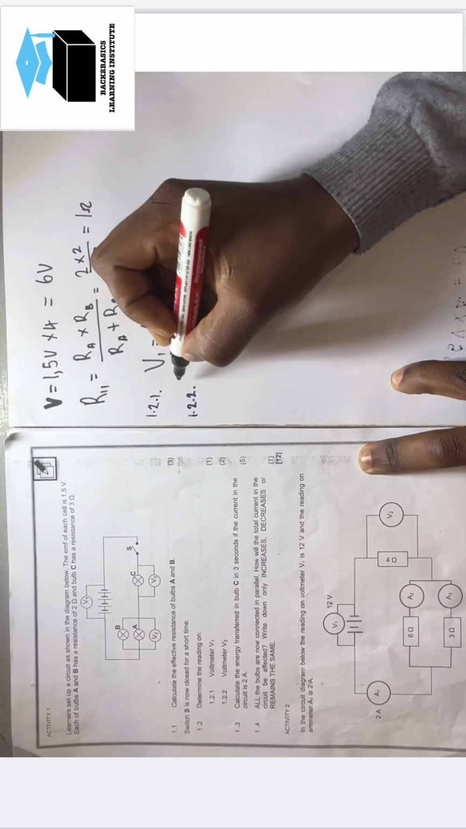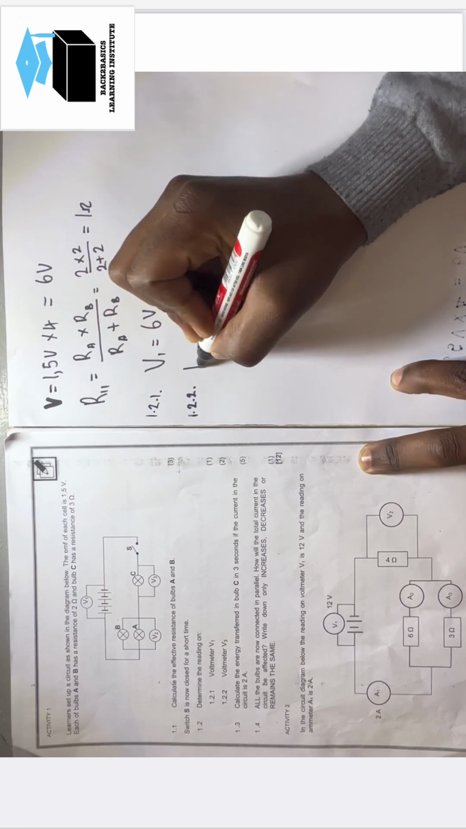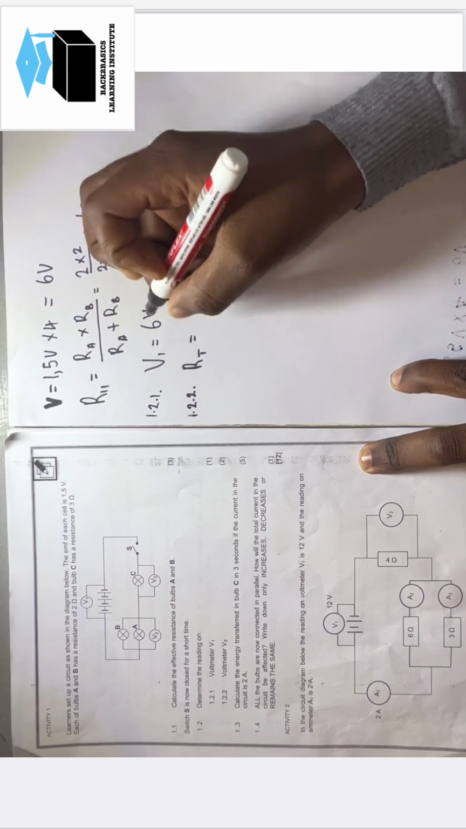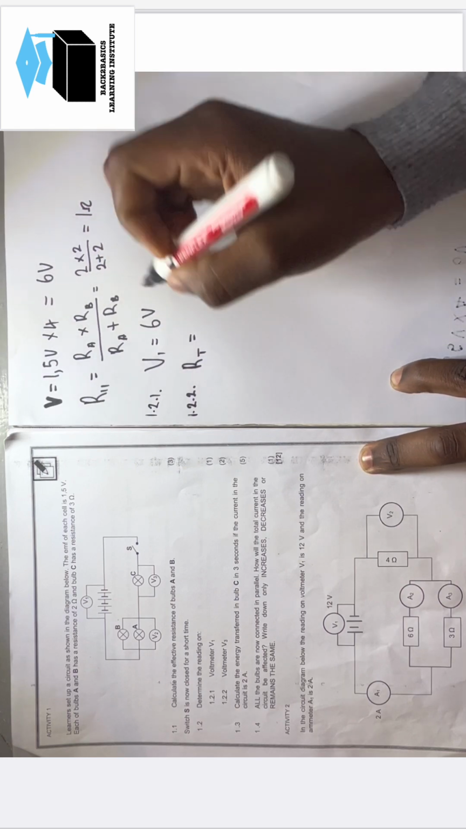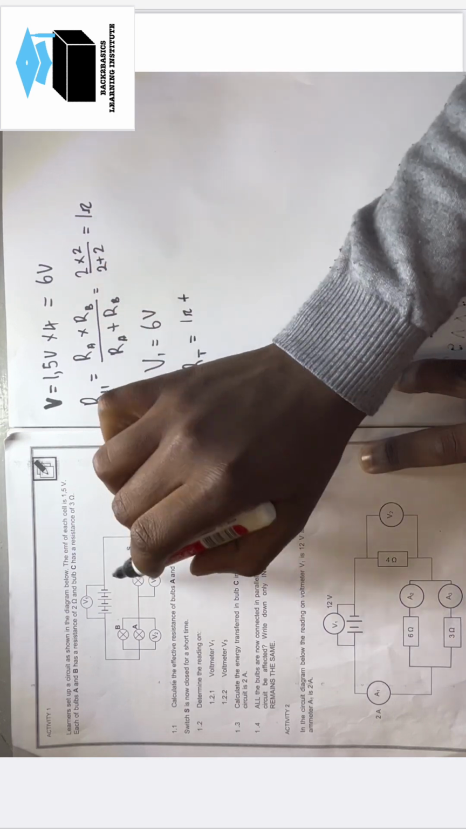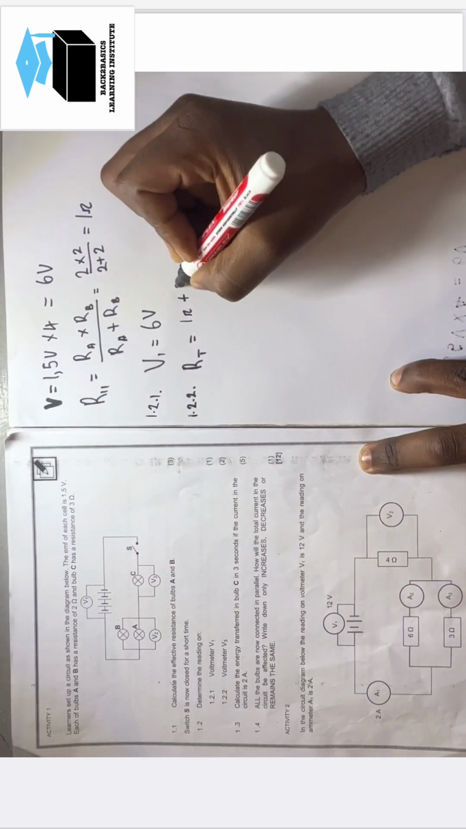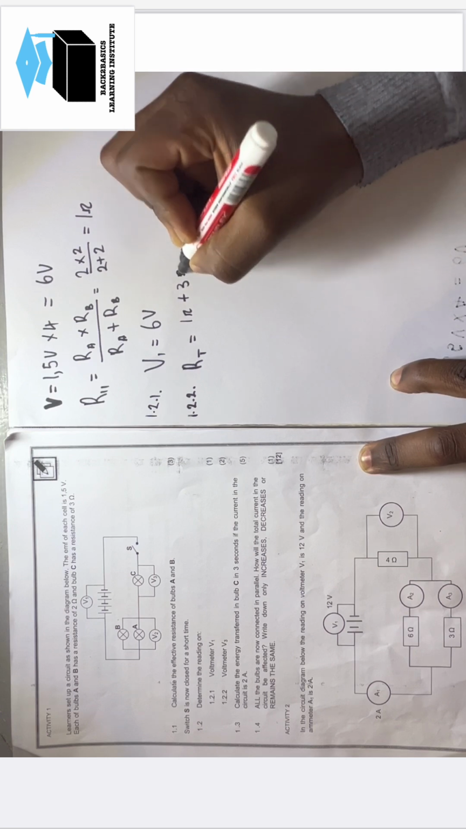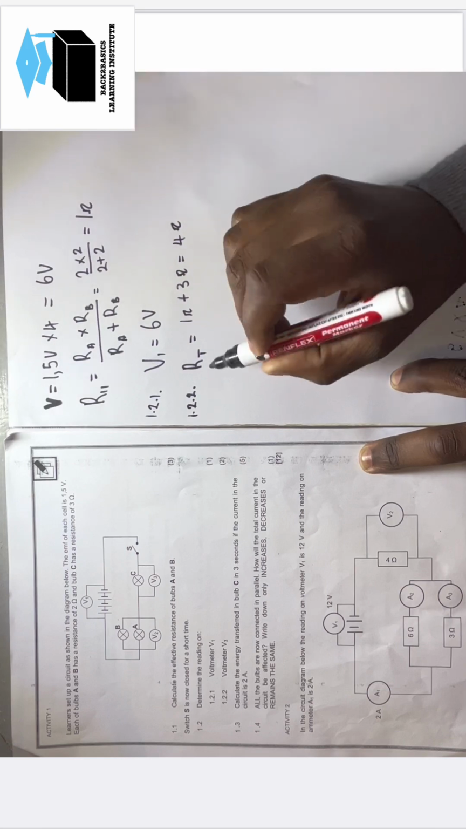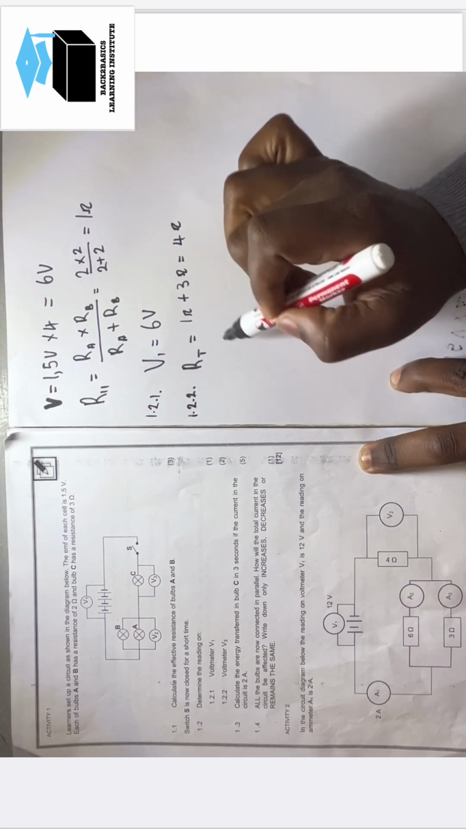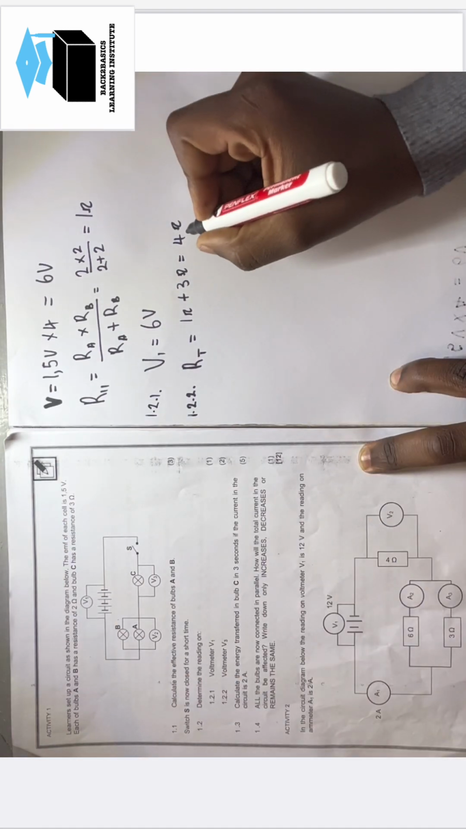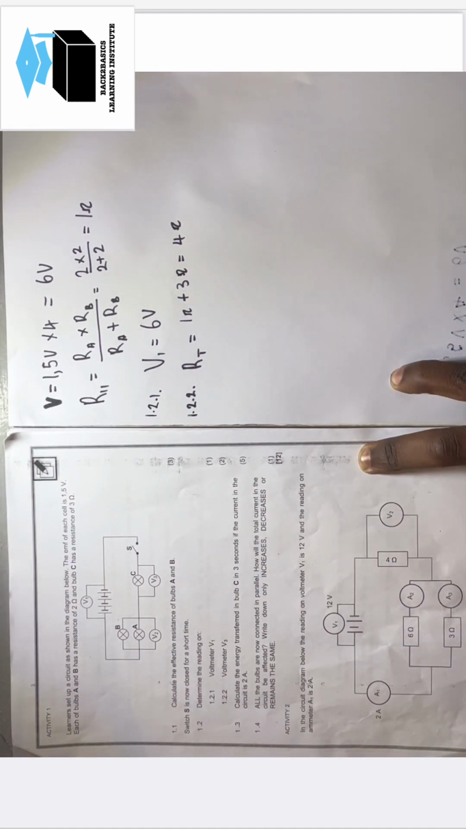Let's start with the resistance. The total resistance is going to be equal to what? The ones that are in parallel, they gave us 1 ohm, plus the one they said is 3 ohms. So this is going to be 4 ohms in totality. So the total resistance of this entire circuit is 4 ohms.